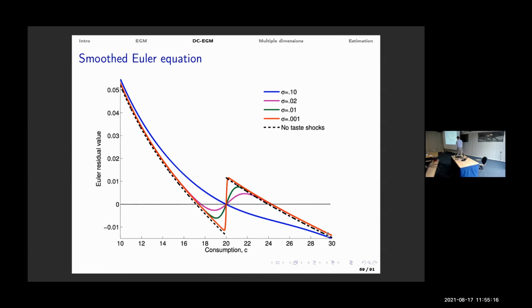And now if we draw the Euler residual, the case with no taste shocks was a discontinuous function with two solutions. That's drawn for a particular level of wealth. And for that particular level of wealth, we want to find the optimal consumption. To do that, we solve the Euler equation. Well, not solve, we invert it, right, in the EGM step. But the Euler equation crosses 0 at 2 points here in the no taste shock case. But if we add taste shocks, it becomes smooth, but now it has 3 solutions.